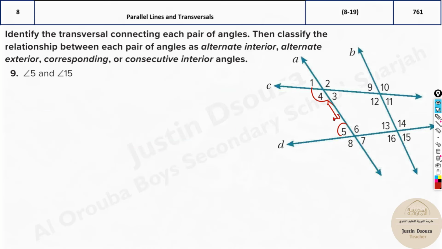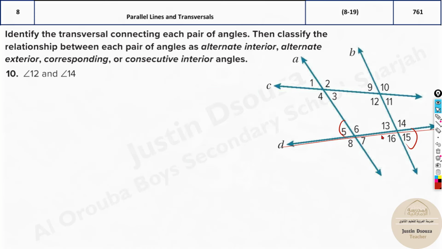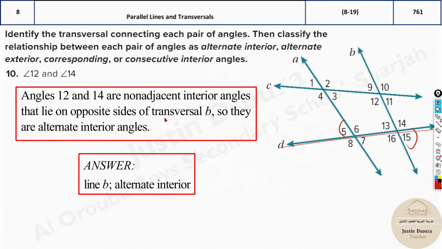What about 5 and 15? 5 is over here, 15 is over here. They are exterior angles. Now, which are the two lines to consider? A and B. So from here, 5 and 15. The transversal is line D. This is the transversal cutting them both. 5 and 15 are exterior alternating angles. See, line D is the transversal, alternating exterior, or exterior alternating. What about 12 and 14? 12 is over here, 14 over here, interior alternating angles, and the transversal is B.